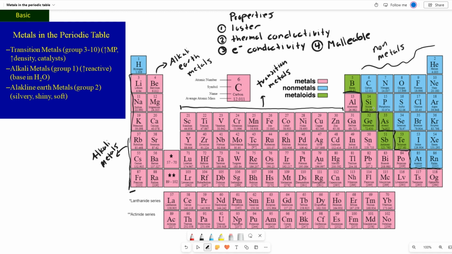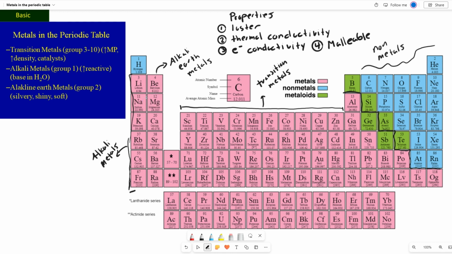Well, they tend to have much higher melting points and much higher densities than the alkali metals and alkali earth metals. And they can also be used as catalysts in reactions, which means they can make a reaction go faster, but they're not used up in the reactions. So they kind of bridge the properties of nonmetals with the properties of the alkali metals and alkali earth metals.